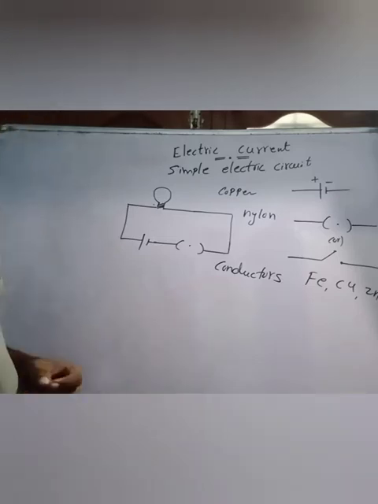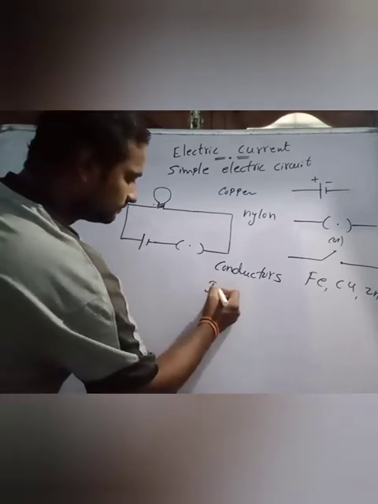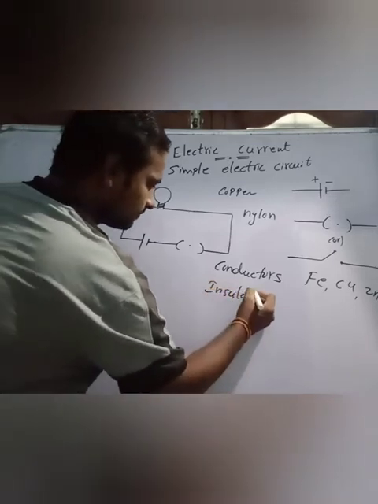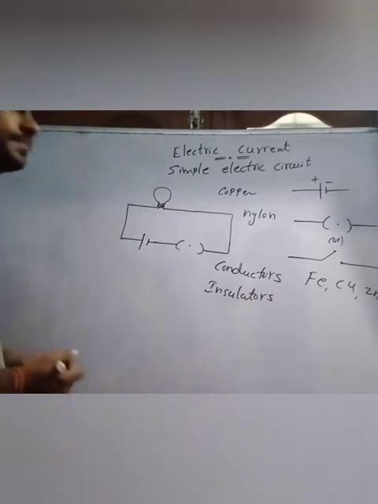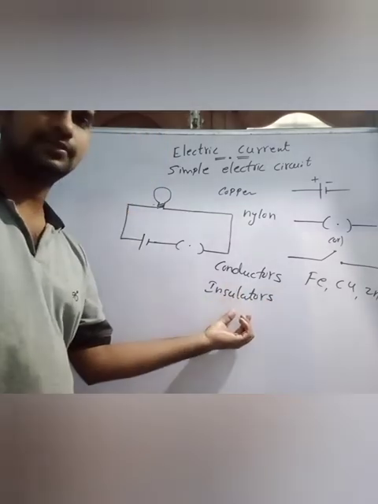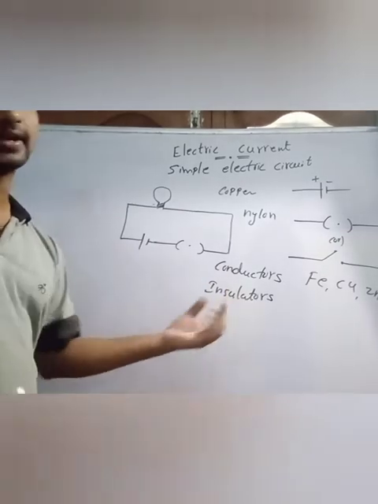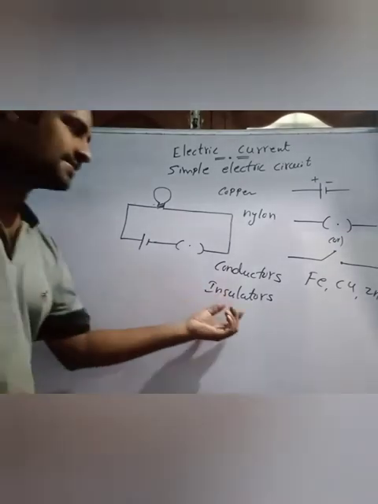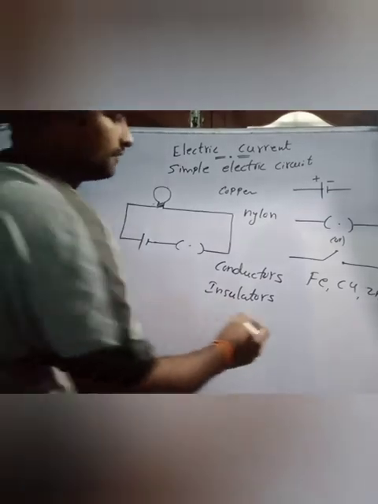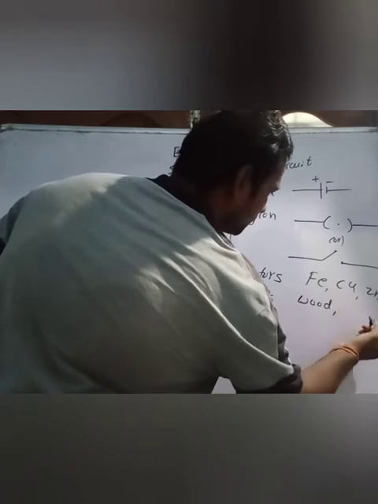Now insulators. Insulators means the current doesn't pass through them. The materials through which current doesn't pass are insulators. What are the examples for insulators? Wood and glass.